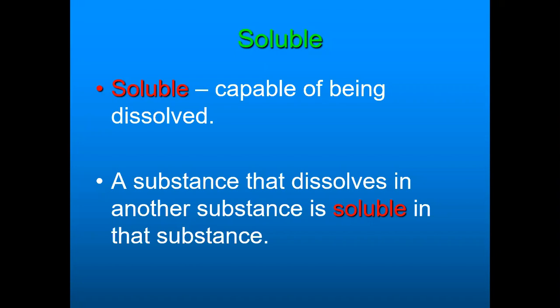Here they are. The first one is soluble. The definition of soluble is capable of being dissolved. A substance that dissolves in another substance is soluble in that substance, or the substance that is capable of being dissolved in any solvent. For example, NaCl has the ability to dissolve in water, so it is said to be soluble in water.